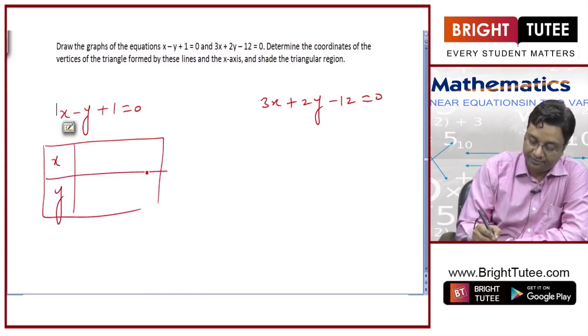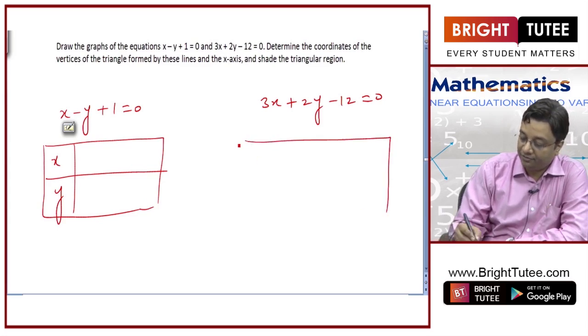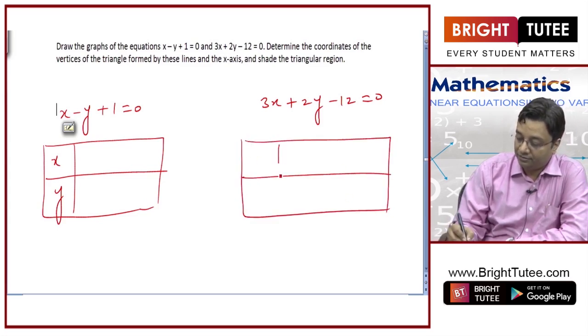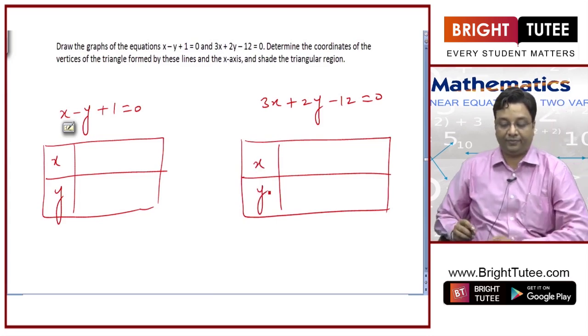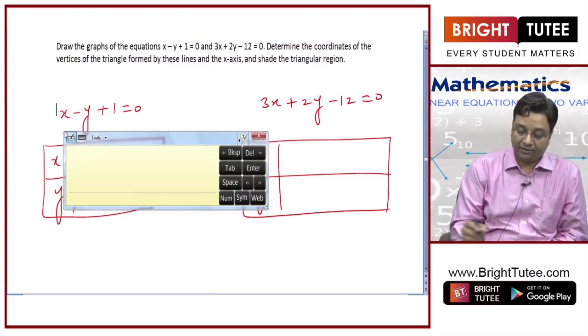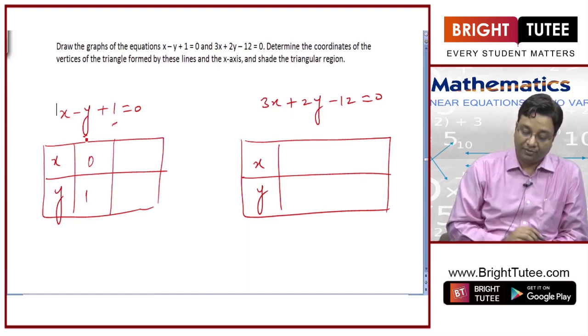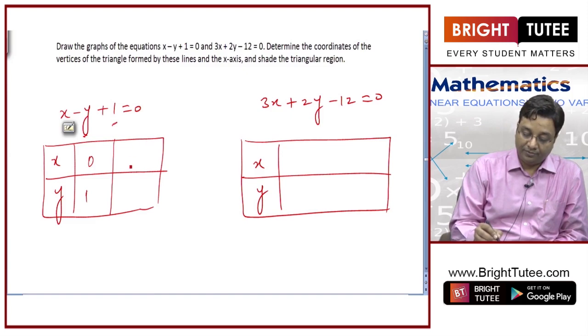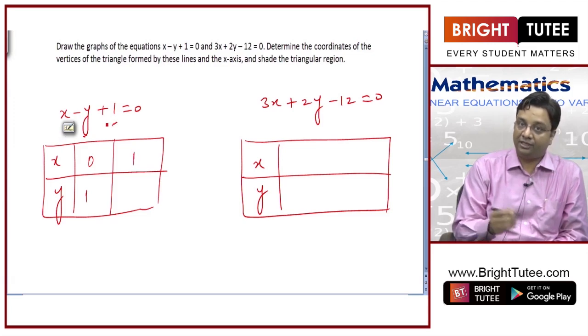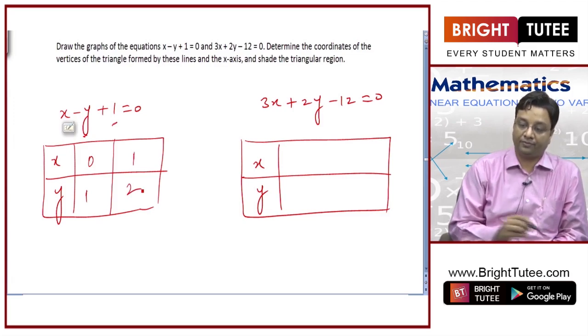x, y, another table for this one, x, y. Okay. If I put y equal to 1, then x will be equal to 0, because 1 minus 1 is 0, so x equal to 0. And if I put x equal to, let us say, 1, then 1 plus 1, 2. So minus y is equal to minus 2, hence y will be equal to 2.